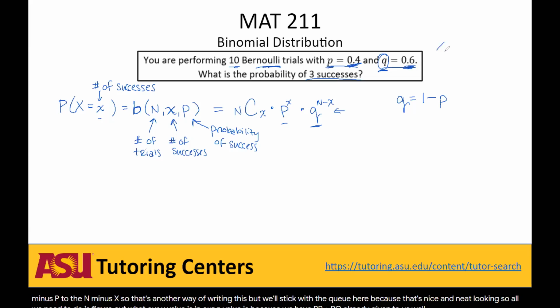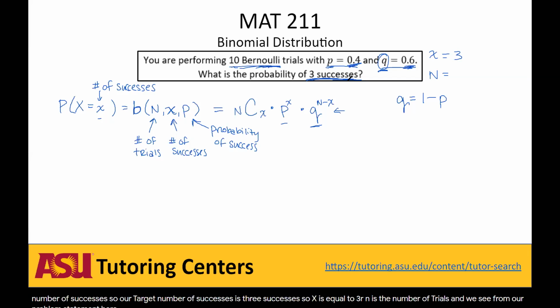Well, x, as we said, our little x, is the number of successes. So our target number of successes is 3 successes. So x is equal to 3. Our n is the number of trials, and we see from our problem statement here that we have 10 Bernoulli trials. So n is equal to 10.